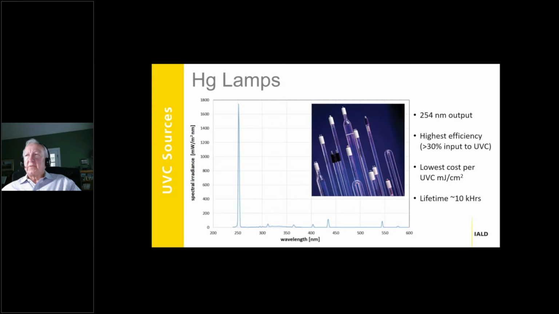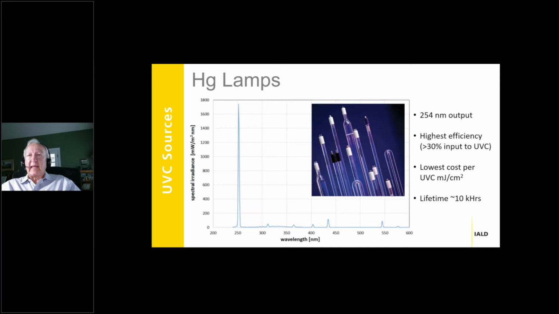Of course, the time-honored source of UVC radiation is the UVC mercury lamp. It was developed well over 100 years ago and broadly commercialized in the 1930s. It's the lowest cost, most efficient UV source available today. Note that some UVC lamps can be made to emit at wavelengths below 200 nanometers.